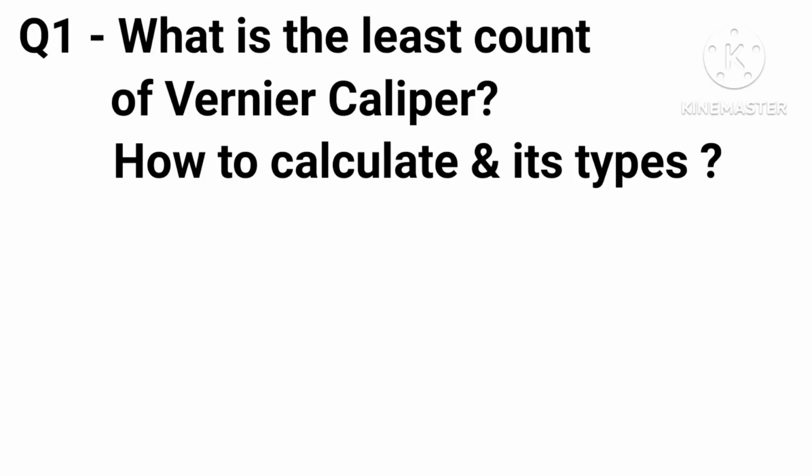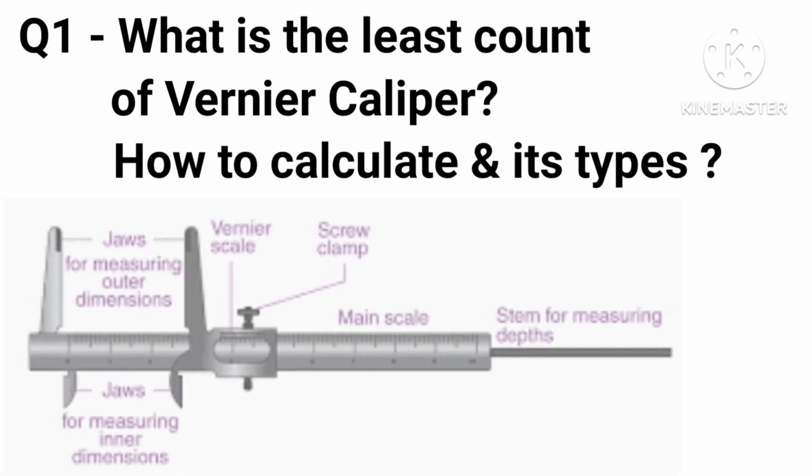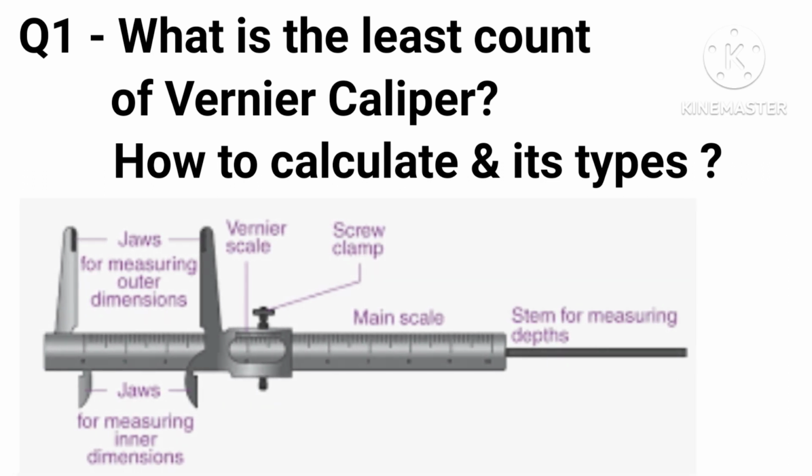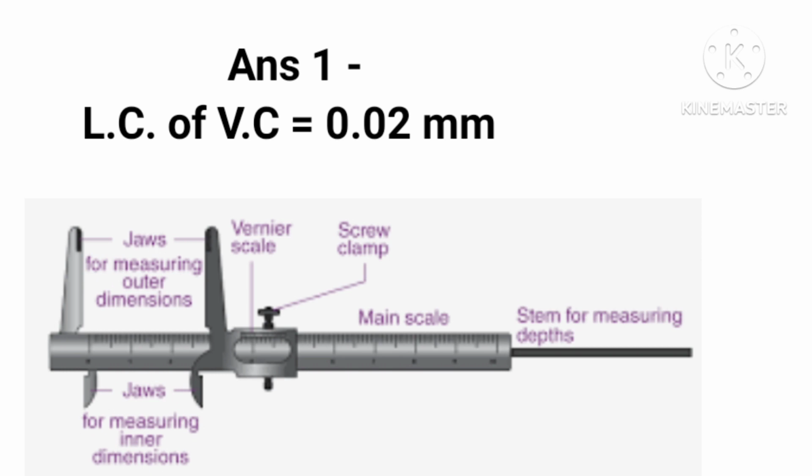First question: what is the least count of Vernier Caliper and how to calculate it? And what are its types? In case of Vernier Caliper, 0.02 mm is the least count. Least count means what? You cannot measure less than this value by using Vernier Caliper.